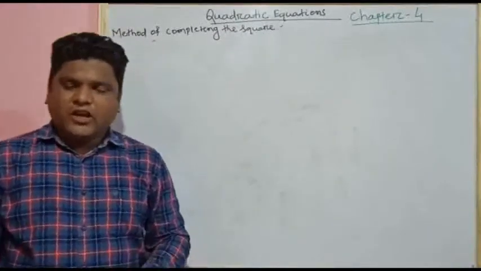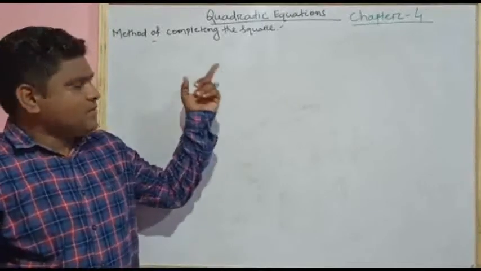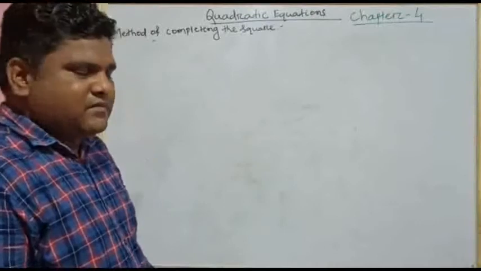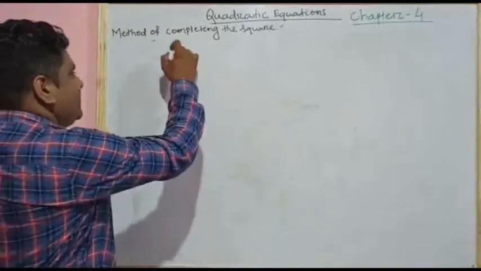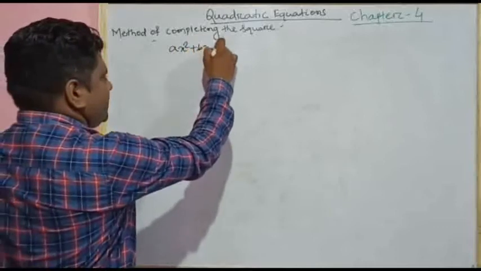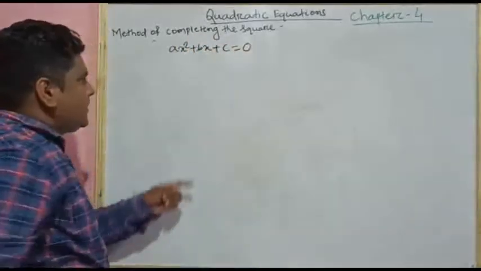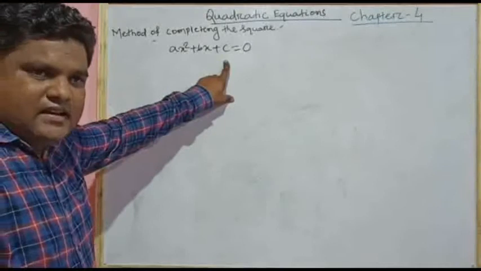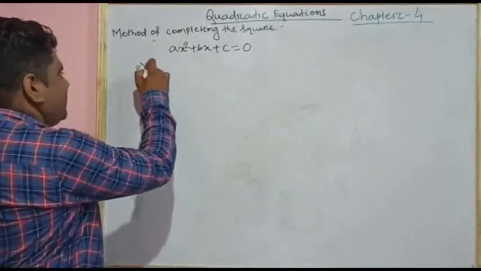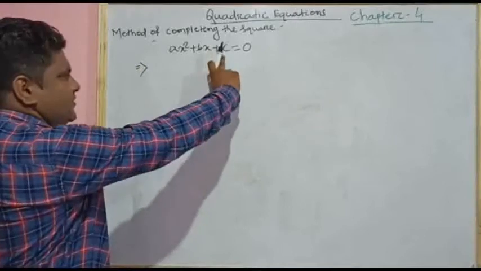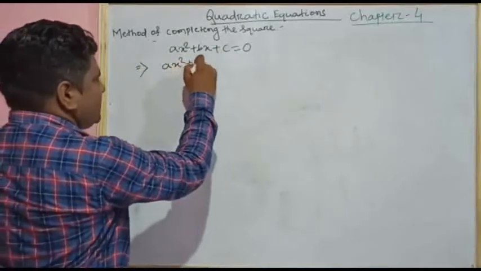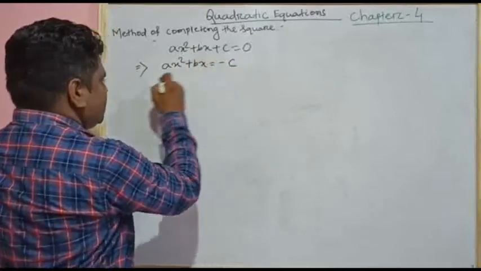So we have already learned what is method of completing the square. Using the same method, let's solve the general form of the quadratic equation, that is ax square plus bx plus c equal to 0, where a, b, c are real numbers and a is not equal to 0. First step, we have to take the constant term to RHS. It will be ax square plus bx equal to minus c.